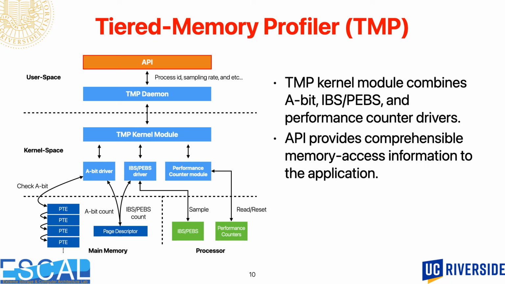We provide an API that user space processes can use to interact with TMP. The TMP daemon can directly interact with the TMP driver. As you can see, the TMP kernel driver combines different hardware monitor drivers, such as A-bit, IBS, PEBS, and performance counter. With such a design, the API can provide comprehensive memory access information to the application. Let's look at more detail about our implementation.